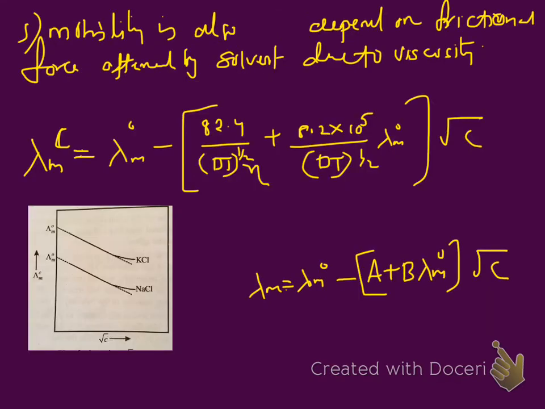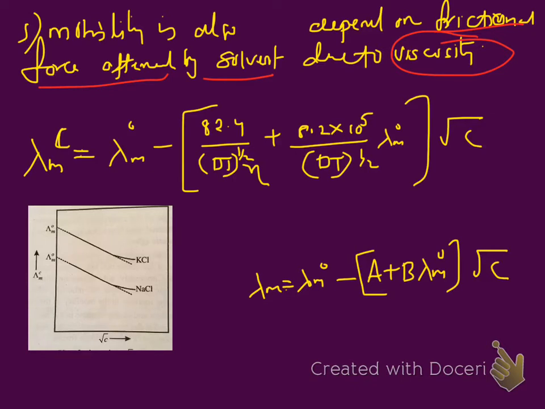The fifth point is that the mobility of the ion in solution also depends on the frictional force offered by the solvent. That is called the viscosity of the solvent. When the solvent is highly viscous, movement of the ion through that viscous medium is difficult, so conductance decreases.